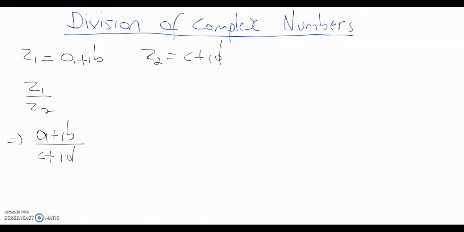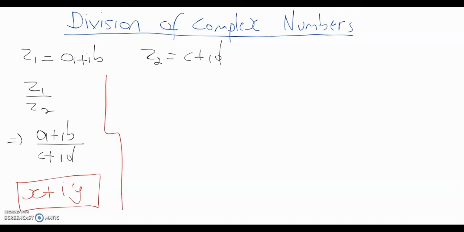Now, what is the problem with this? Generally, as we know it, a complex number would be expressed in the form x plus iy, so this is the form we want it in, which tells me that I cannot have an imaginary part in my denominator. So technically what I need to do is eliminate the imaginary part from my denominator. But how do I do that? We can recall a few things.